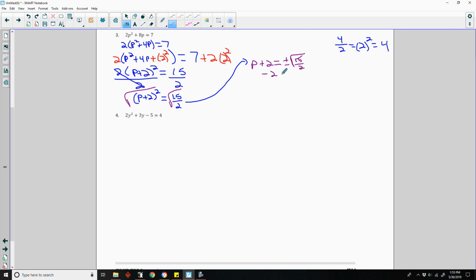I'm going to subtract 2 from both sides, and that is going to give me p equals, and I always put my constant first and then my radical after because of the plus or minus. And I want the square root of 15 over 2. And there's my answer.